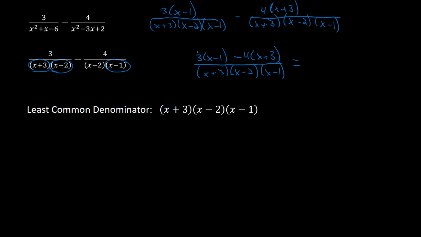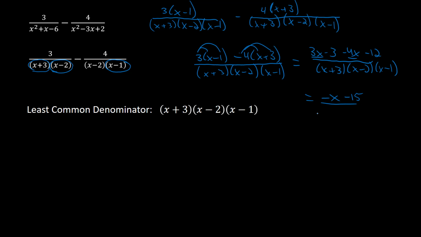So then we want to distribute the 3 and the negative 4 to get 3x minus 3. Negative 4 will give me negative 4x. Negative 4 times 3 gives you negative 12. Then over (x plus 3)(x minus 2)(x minus 1). And then 3x minus 4x will give me a negative x. Negative 3 minus 12 gives you negative 15. So my final solution will be negative x minus 15 over (x plus 3) times (x minus 2) times (x minus 1).